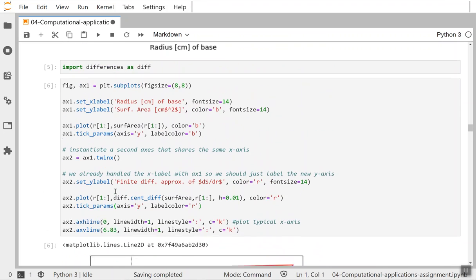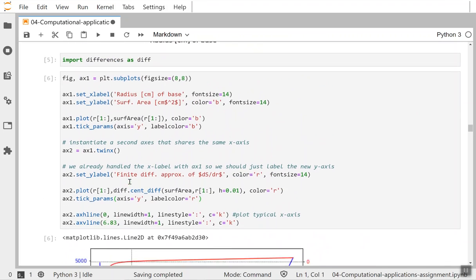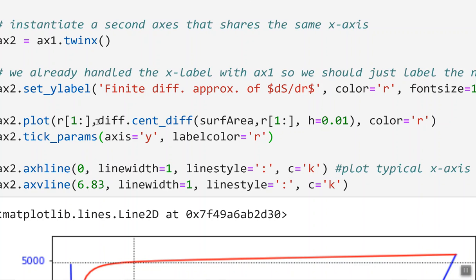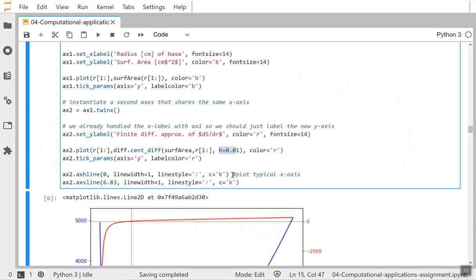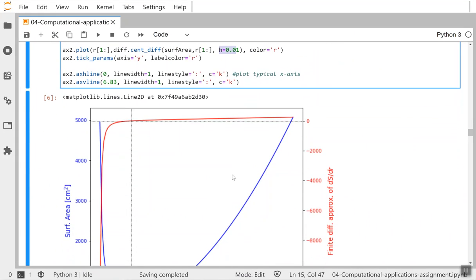So notice you don't need calculus. You don't need to know how to compute this derivative. You just need to know how to use this differences module: give it a function, the array of values where you want to approximate the derivative, and this step size parameter that determines how you approximate the derivative. That's all you need to know how to do to approximate the derivative. And I'm showing you how to do it.